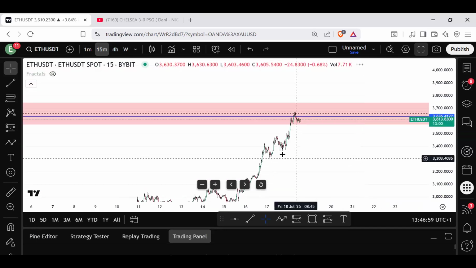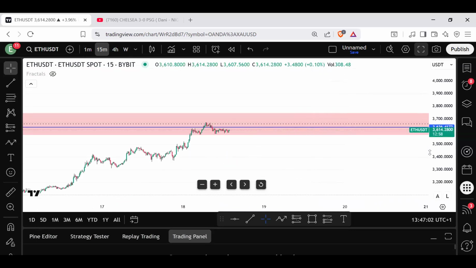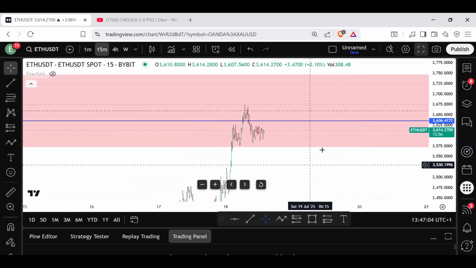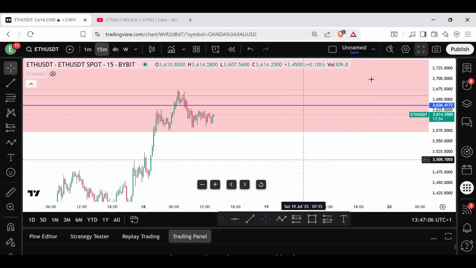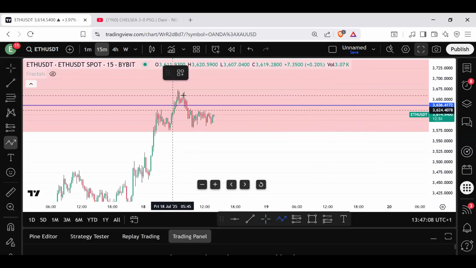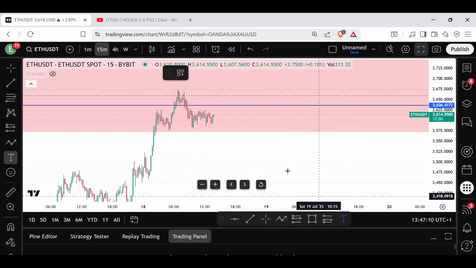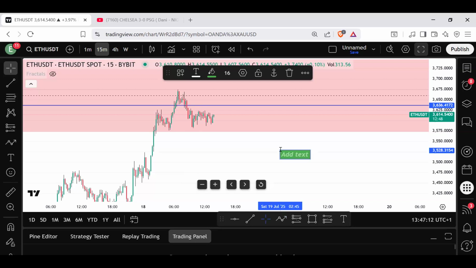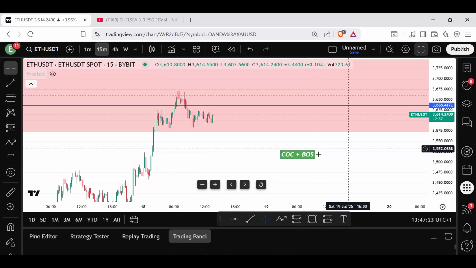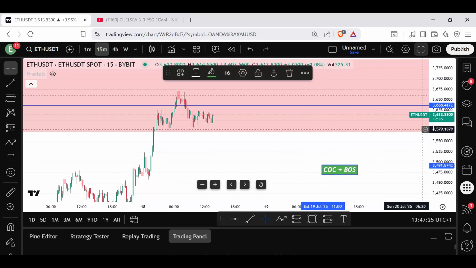On the 15 minutes time frame, I want to see a reversal, meaning I want to see COC plus BOS. I don't know if you understand what I'm saying. Yeah, the concept I understand, but when we draw here, I will get more idea.